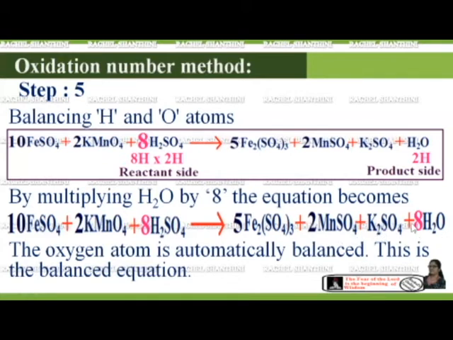Now the number of hydrogen atoms on both sides of the reaction is balanced. When you calculate the number of oxygen atoms present in the reactant side and the product side, the oxygen atoms are automatically balanced and this is the balanced equation. In this way, we need to balance the redox reaction using the oxidation number method.